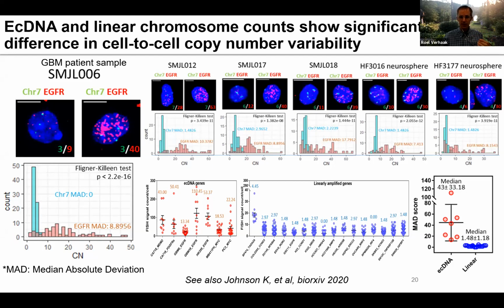We repeated that for the neurospheres, for 2 neurosphere cultures, and again saw the same pattern. And in fact, we reanalyzed some publicly accessible imaging FISH data and found that extrachromosomal signals show a significantly higher variability than linear amplified genes. And some of this data is also described in a bioRxiv preprint single-cell analysis by Kevin Johnson, who's a postdoc in the lab.